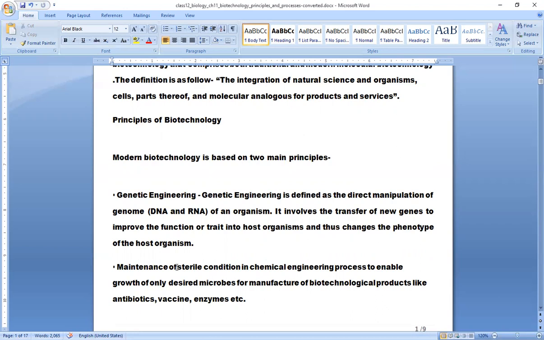So what are they doing? They are directly taking out the DNA as well as RNA of an organism, and what they do is involve the transfer of new genes. So they incorporate new genes with the use of vectors, right?